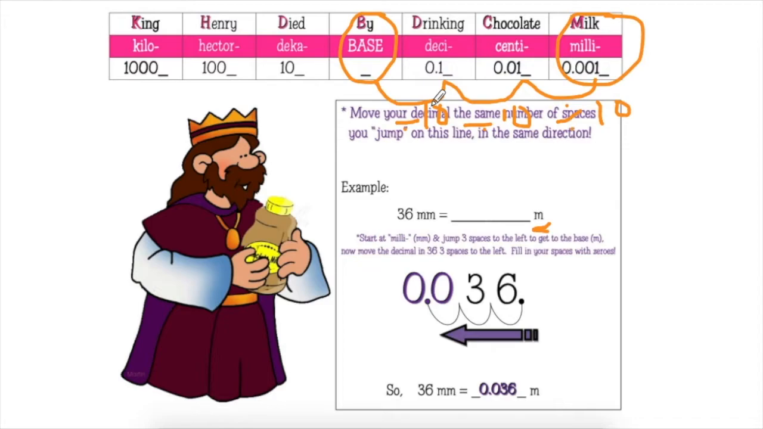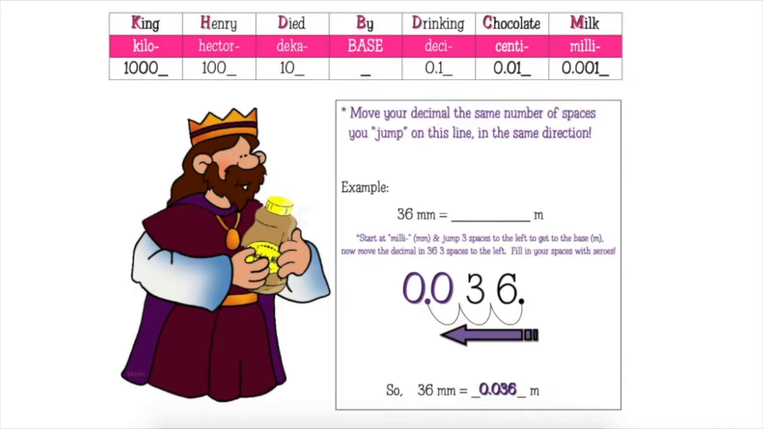Or I can use this little trick with the decimal point. I can go 1, 2, 3, and I find out that 36 millimeters is equal to 0.036 meters. That should make sense because millimeters are smaller than meters. So if I have a small amount of millimeters, then it can't make a full meter. So it makes sense that it's a fraction of that meter.